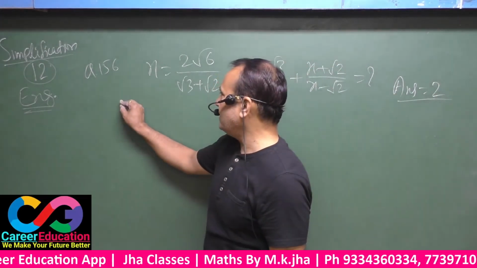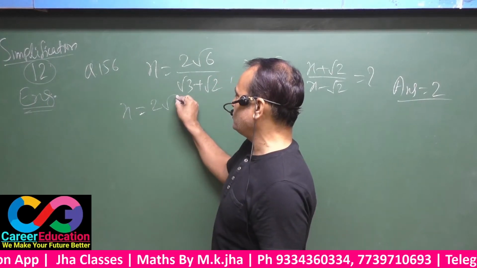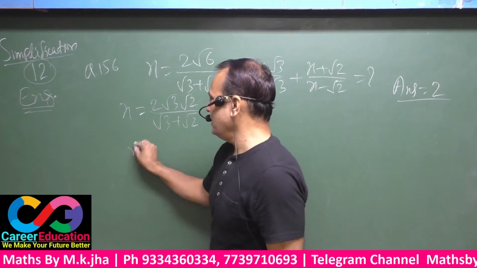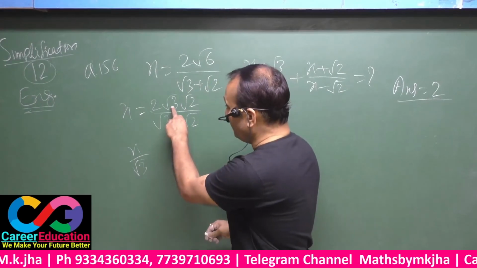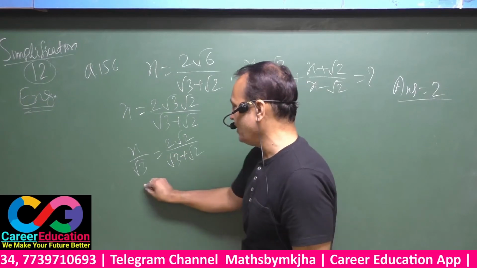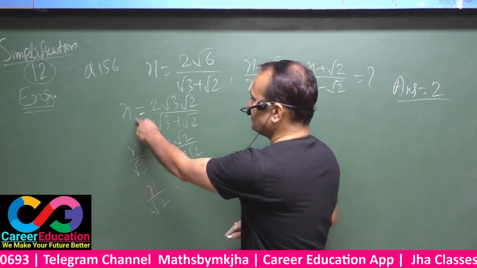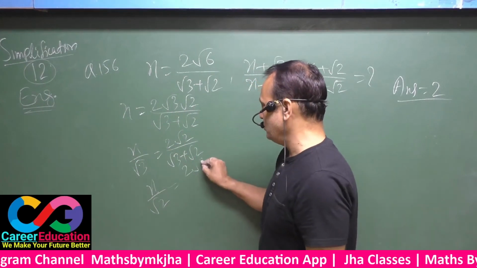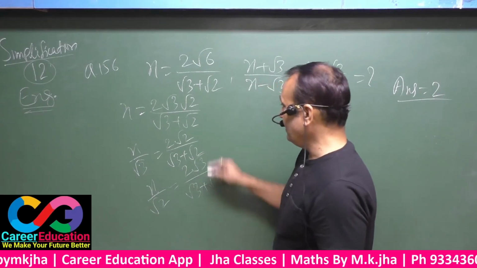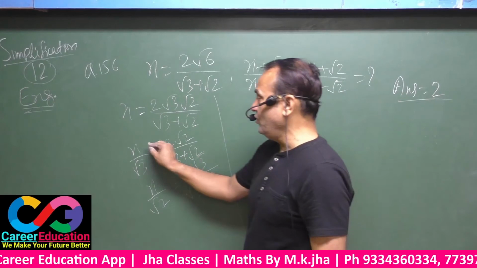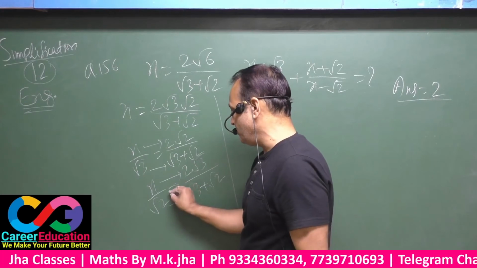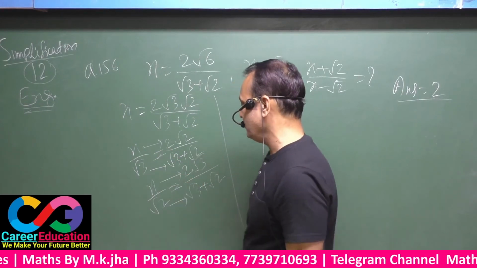This will be solved just like this. x equals 2, and root 6 is root 3 into root 2, over root 3 plus root 2. Now, x upon root 3 equals 2 root 2 by root 3 plus root 2. Again, x upon root 2 is 2 root 3 by root 3 plus root 2. Be noted. Now you have to put the respective values here, that means x is this much, root 3 is this much, root 2 is this much in the given expression. See here.